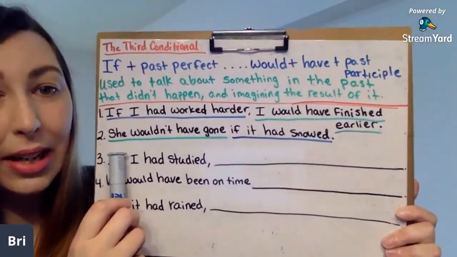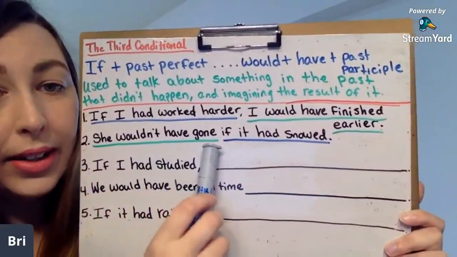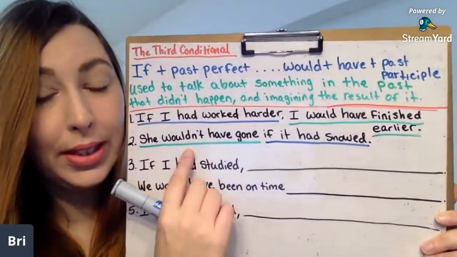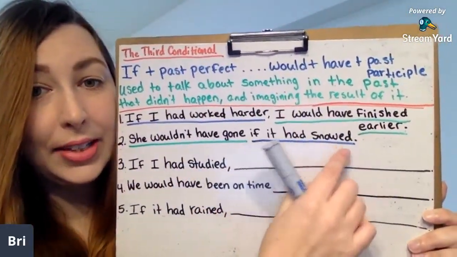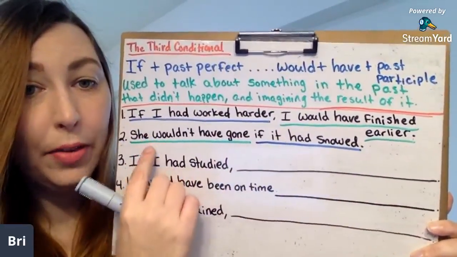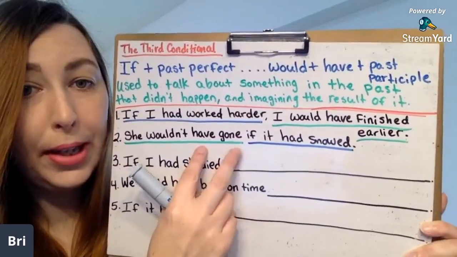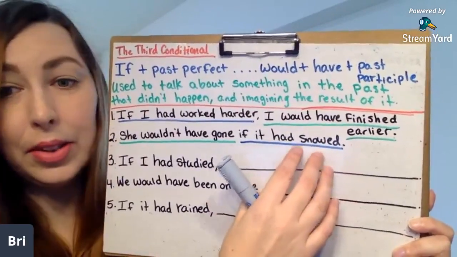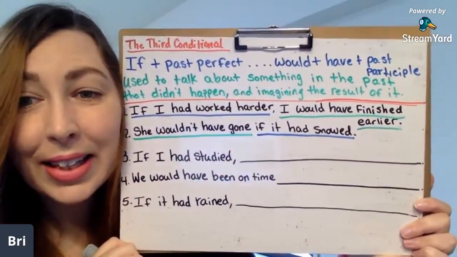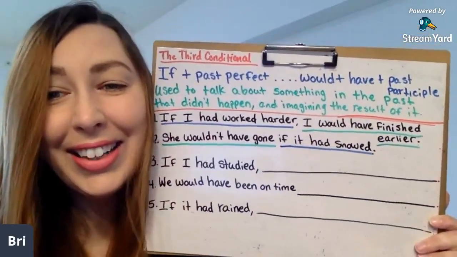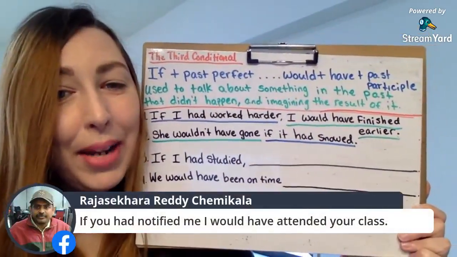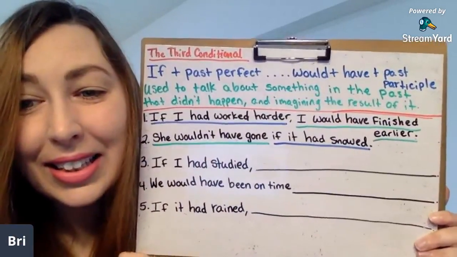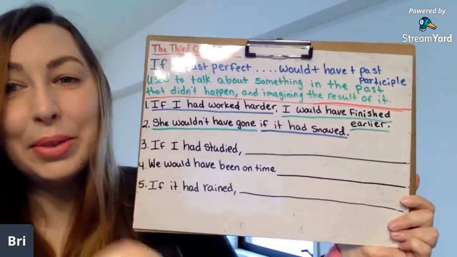Number two, another example: she wouldn't have gone if it had snowed, okay? So here we switched it. So we have would plus have plus past participle, and then over here we have if plus past perfect, had snowed. Oh, this is a good one. If you had notified me, I would have attended your class. Very, very good. I see some really good examples going on.